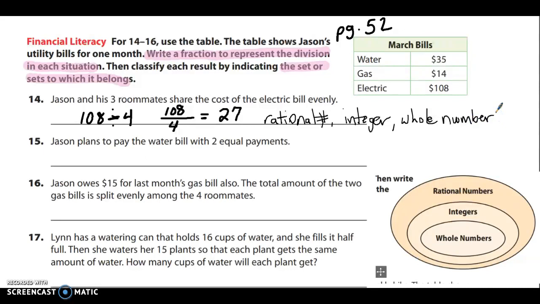All right, and if you're wondering, how did you get these last 3 word answers? I just asked myself, where would 108 over 4 go? Well, it'd go in the rational numbers. It would go as an integer as long as we wrote it as 27, and it'd go as a whole number as long as we wrote it as 27.